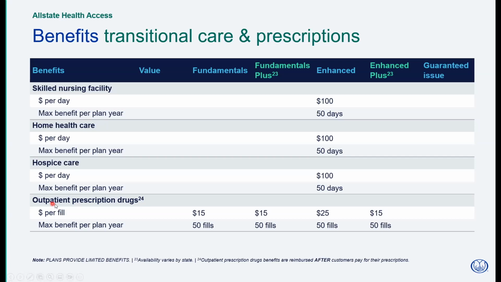Next, we have the outpatient prescription drugs. The value as well as the guarantee does not have prescription drug benefits, but the other 4 do. The enhanced plan offers the most benefits at $25 per prescription being filled, with a maximum of 50 fills. The other 3, the fundamental plus and the enhanced plus, have a $15 per fill benefit for a maximum of 50 fills for all 3 of them.